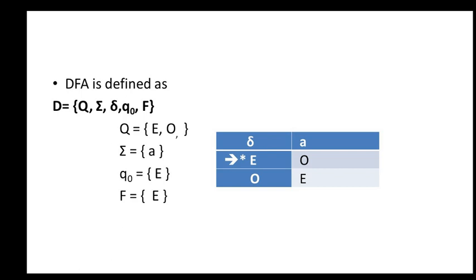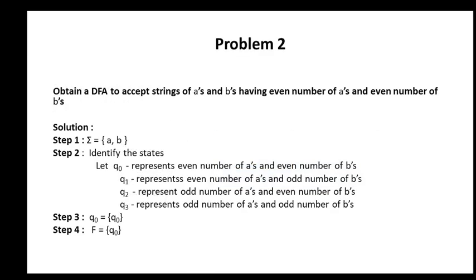The input symbol, we have only one input symbol, that is A. Q naught, the start state, is equal to E, and the final state is also equal to E. The transition from E on the input symbol A is O. The transition from O on the input symbol A is E. This is about this example. Next, we'll move to another example.